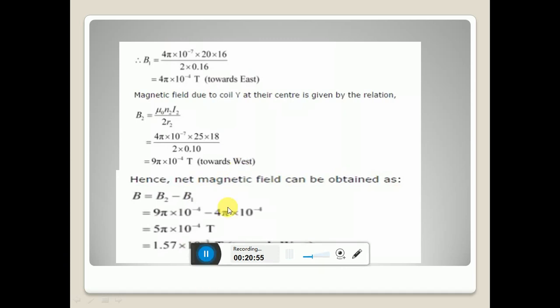With this, the exercise questions for moving charges and magnetism are over. Altogether we completed 4 units: first, electrostatics, electrostatic fields and charges; second, electrostatic potential and capacitance; third, current electricity; and fourth, moving charges and magnetism. Thank you.